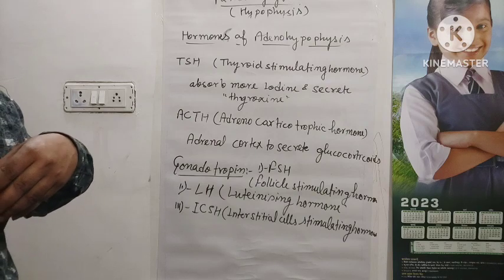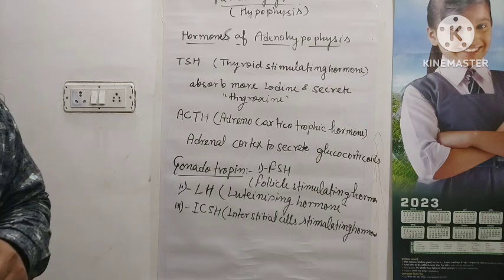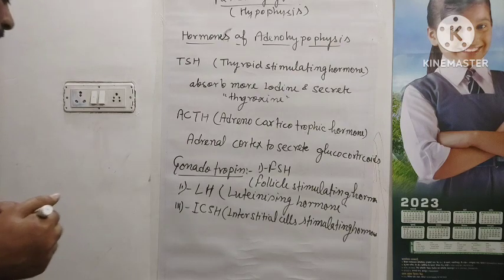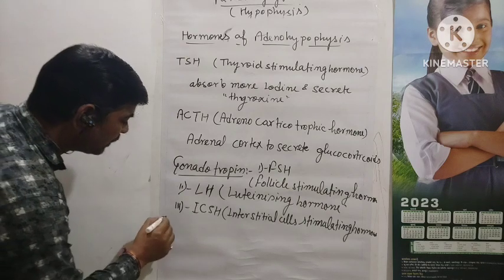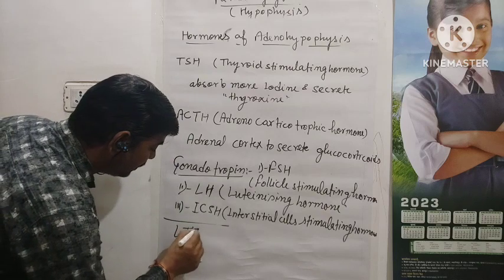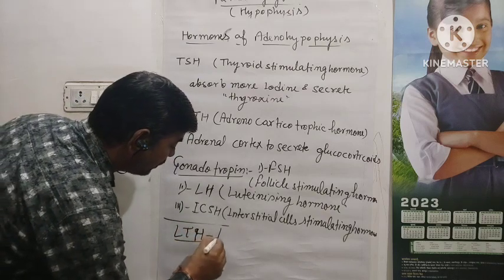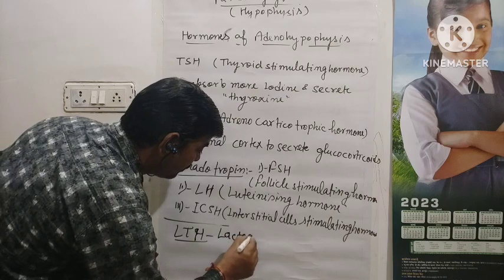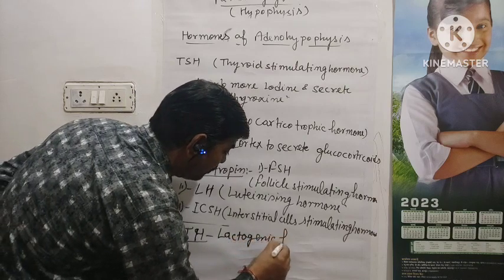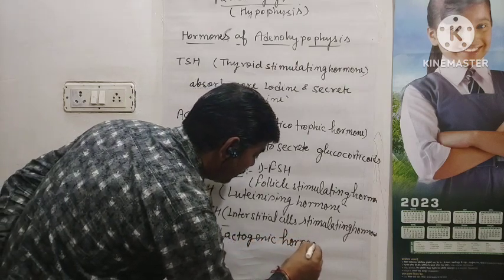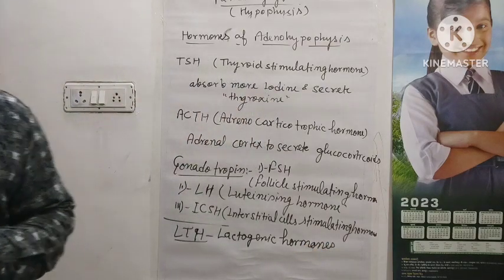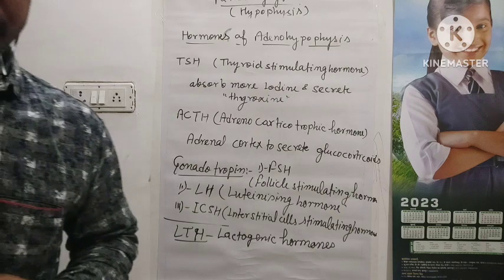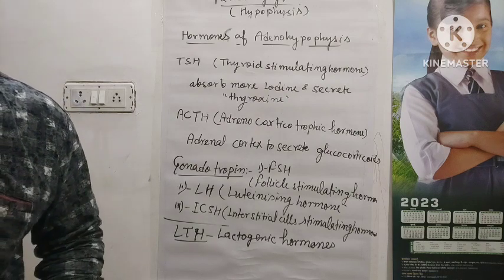Besides this, one more hormone is LTH, lactogenic hormone, that is not a gonadotropin. LTH, that is the lactogenic hormone, and this helps in the secretion of milk production.